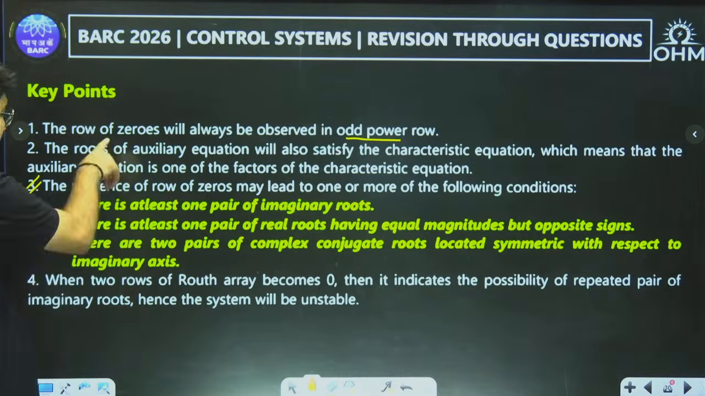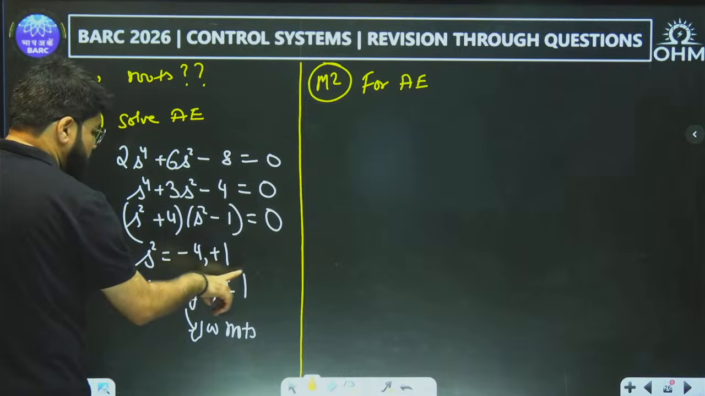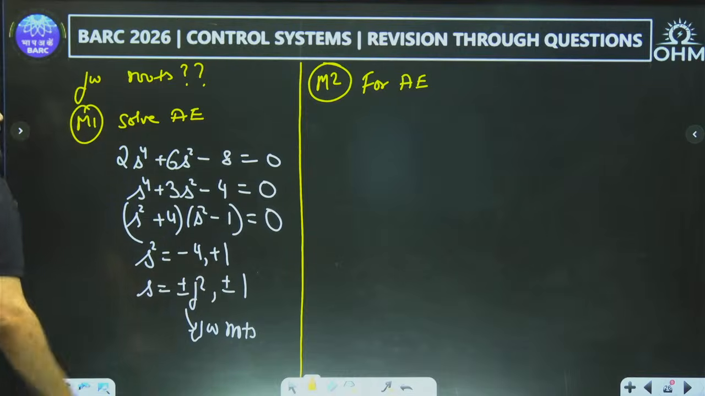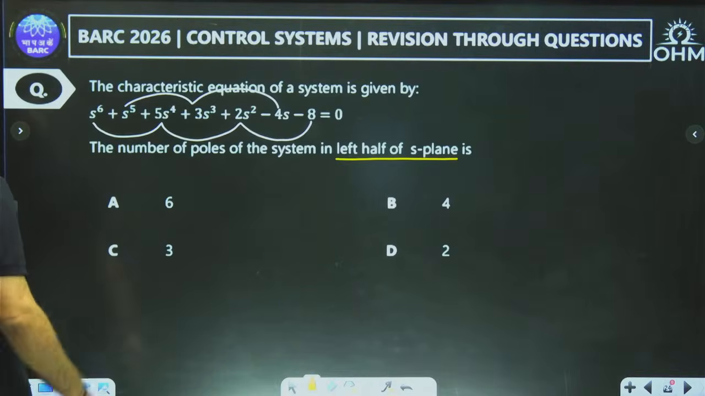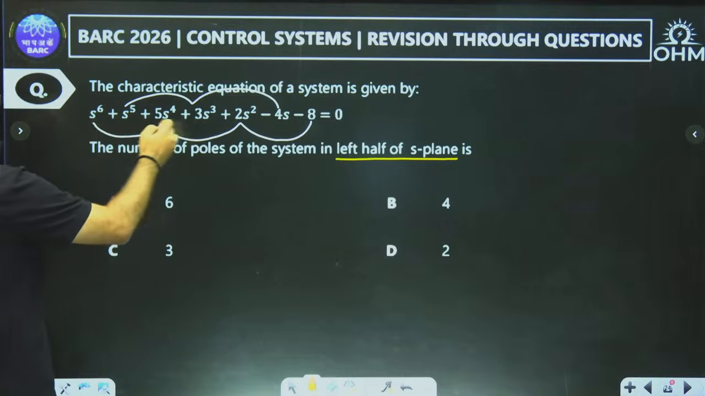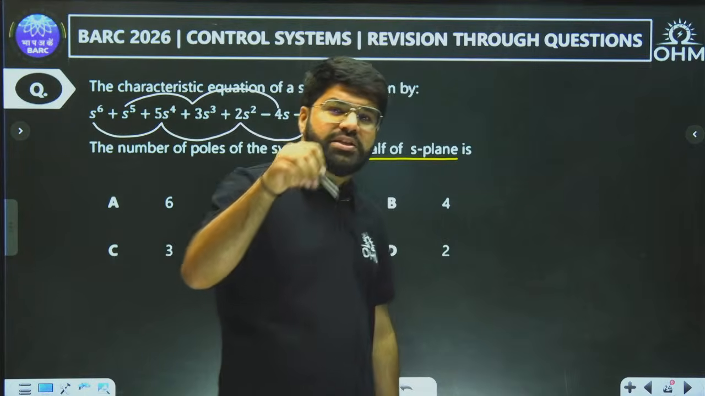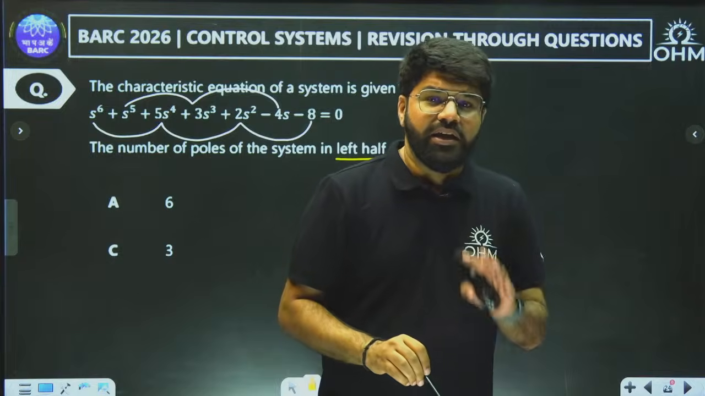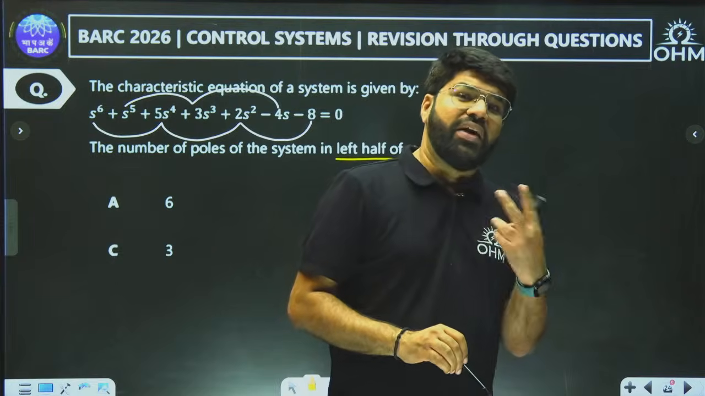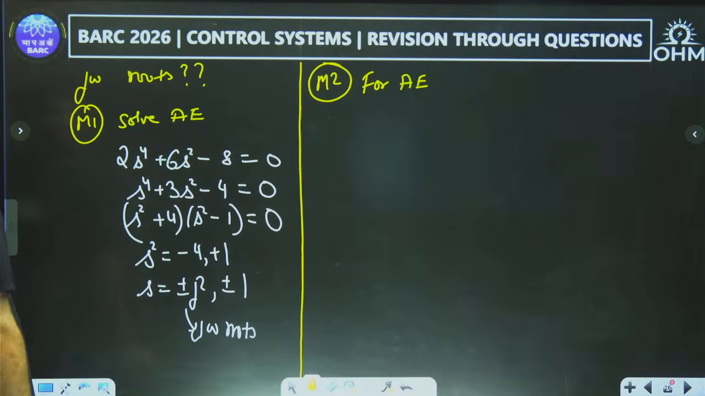Okay, what is the second point? I will repeat this way. What are the roots of the auxiliary equation you got? Plus minus j2, plus minus 1. You take any of them. If you have time, not required, I am giving you an option. You put down the value here, and it will satisfy the characteristic equation. Every root of the auxiliary equation will satisfy the characteristic equation. Dear, the auxiliary equation is just a factor of the characteristic equation, nothing more. So that is what I wanted to say here.